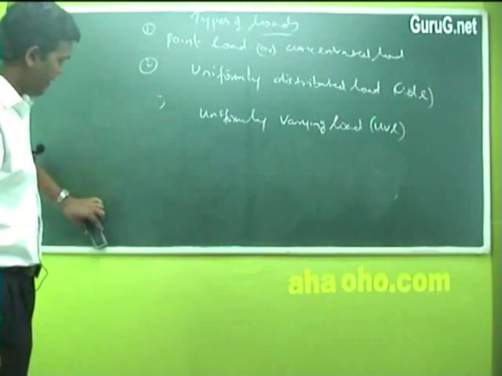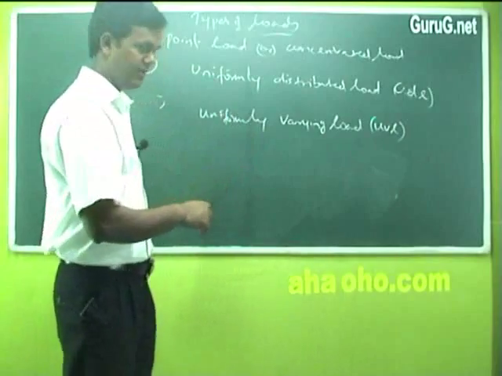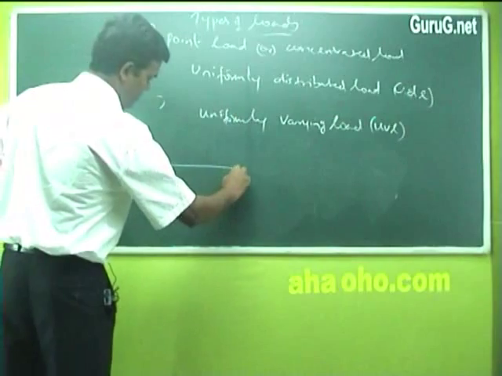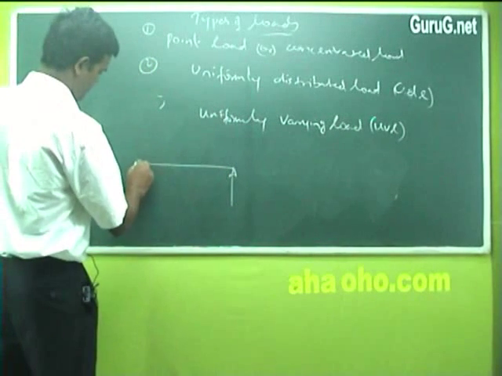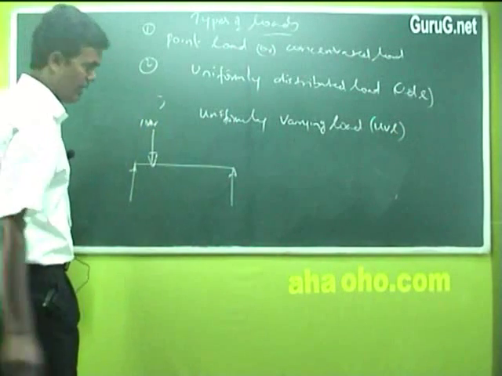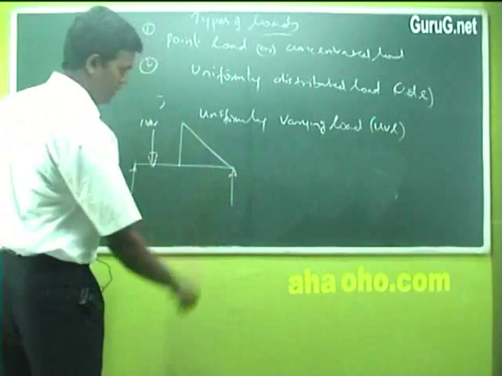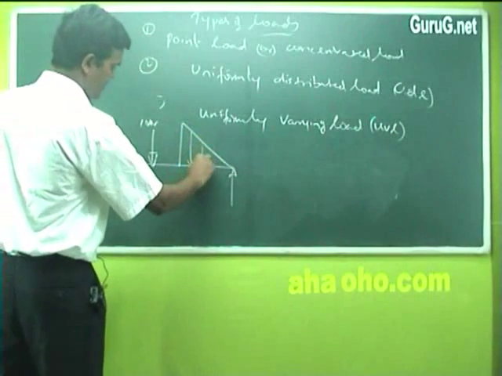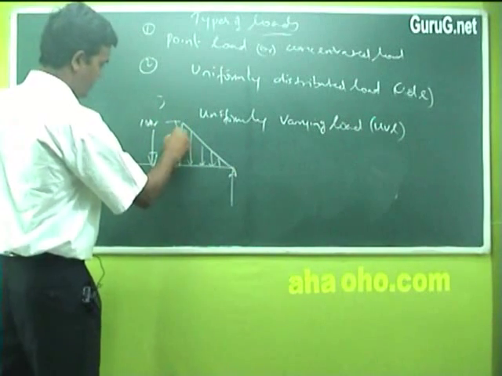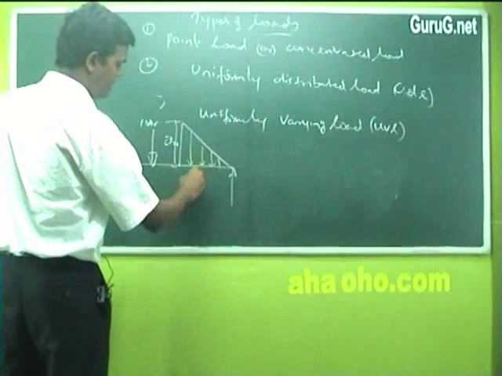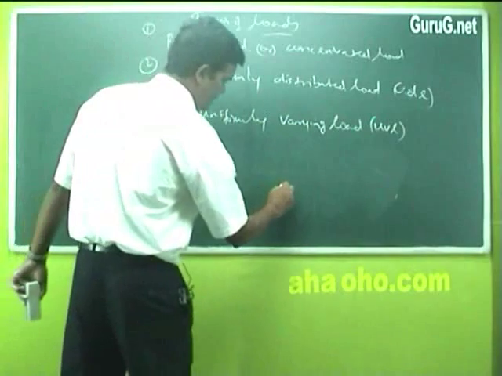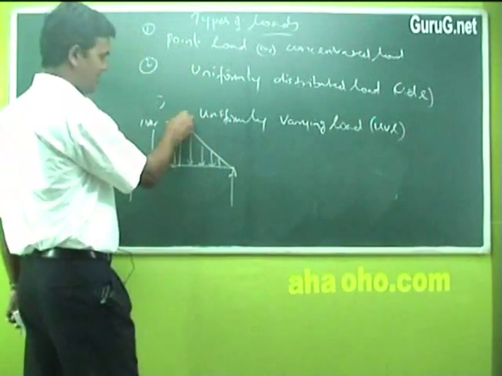Here the variation can be shown in any direction. For example, I just show a beam. Here I have a point load, say 10 kilonewton, and I'll show one triangle, a load with a different shape, which means a load of 2 kilonewton is acting here. The variation can be shown at every point. The varying load means the load will be minimum at one point and maximum at the other point.